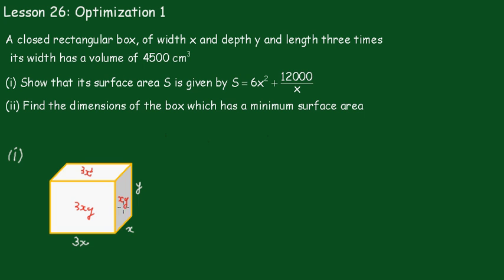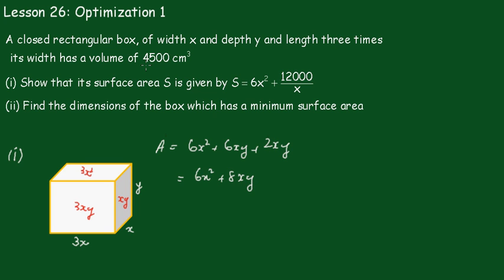Now, because there's 2 of these, that side and the other side, and there's the top and the bottom, and there's the front and the back, we have to double each one of these. So the area will be equal to 6x squared plus 6xy plus 2xy, which equals 6x squared plus 8xy. You notice we've got only x's here, and there's no y's, so clearly we have to find an expression in terms of y.